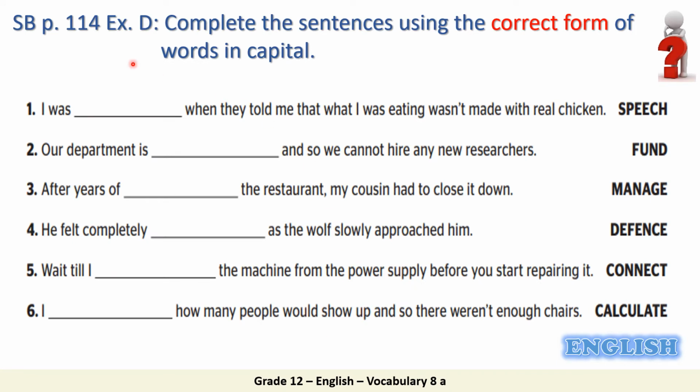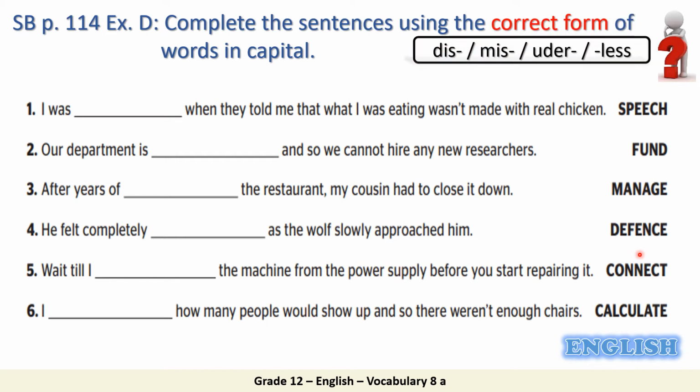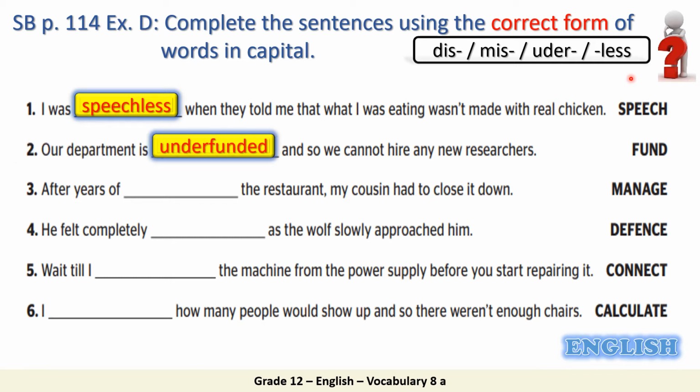Now for exercise D on page 114, complete the sentences using the correct form of the words in capitals right here, and you can use one of these four affixes. Okay, now take your time, read at your own pace, and here you have the feedback. Speechless, unable to speak at all. Underfunded, it's not funded enough, right? Mismanaging the restaurant. It means that they managed the restaurant wrongly or in a wrong way.